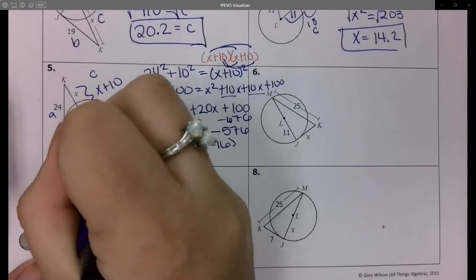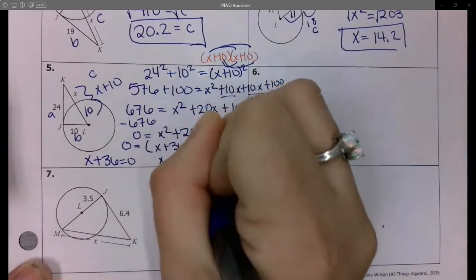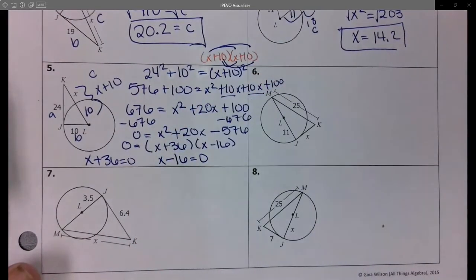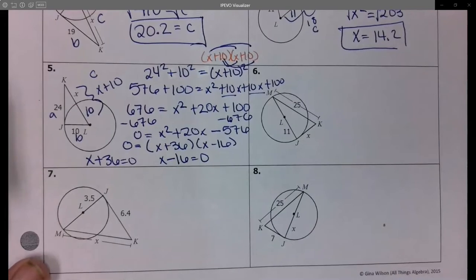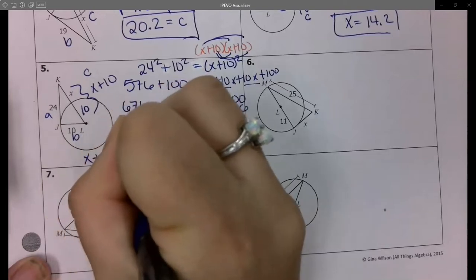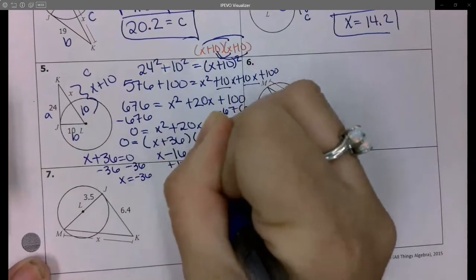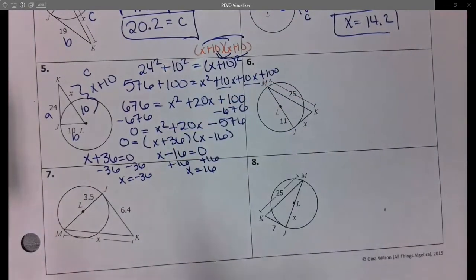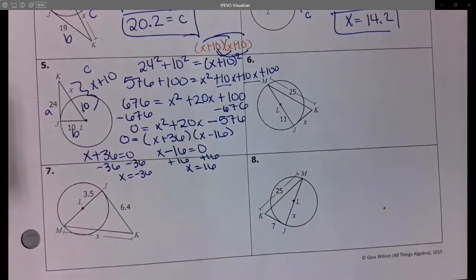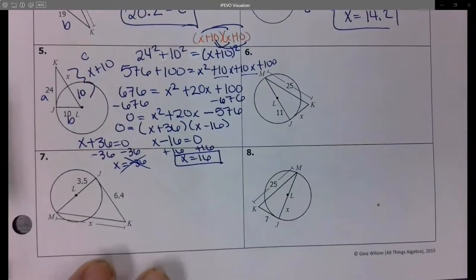Then I want to take each of those and set them equal to 0. On this first one, I would subtract 36 from both sides, which gets me x equals negative 36. On the second one, I add 16 to both sides, which gets me x equals 16. Because x is a measurement, it has to be positive, so this one doesn't work. Only 16 is my answer for number 5. Questions there?